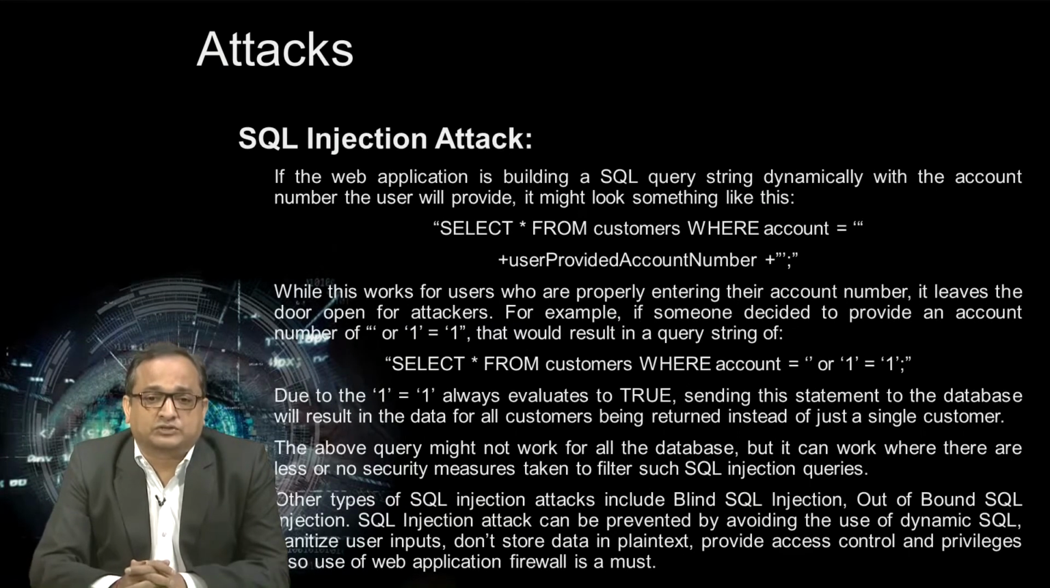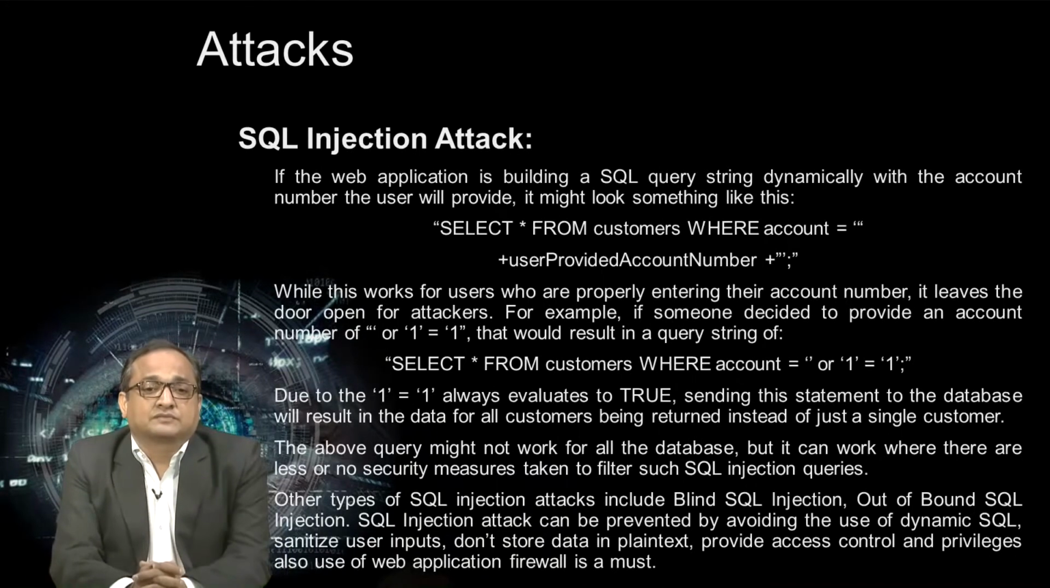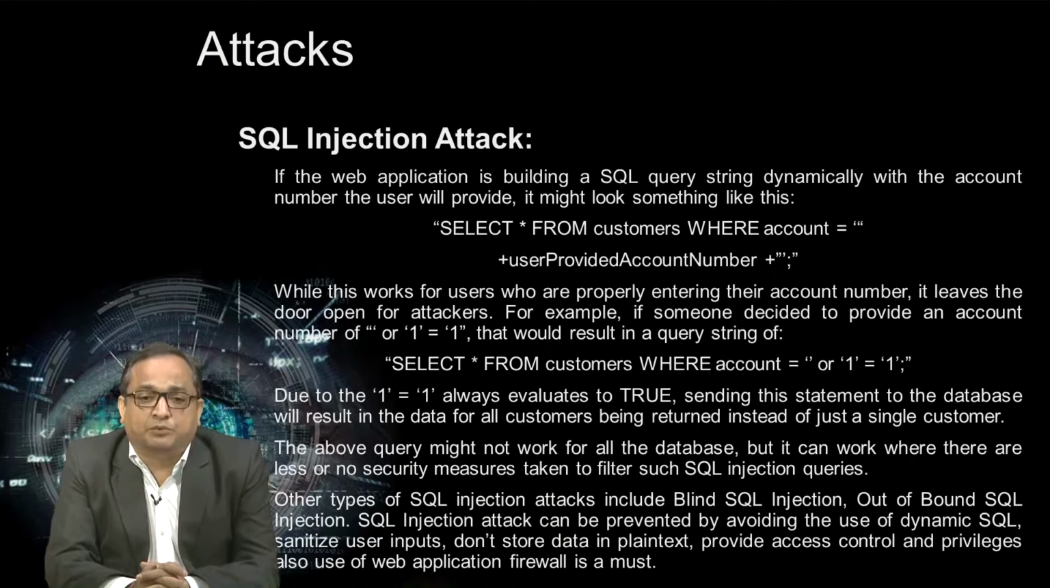Other types of SQL injection attacks include blind SQL injection and out-of-band SQL injection. SQL injection attacks can be prevented by avoiding the use of dynamic SQL, sanitizing user inputs, and not storing data in plain text. Provide access control and privileges. Also, the use of a web application firewall is a must.